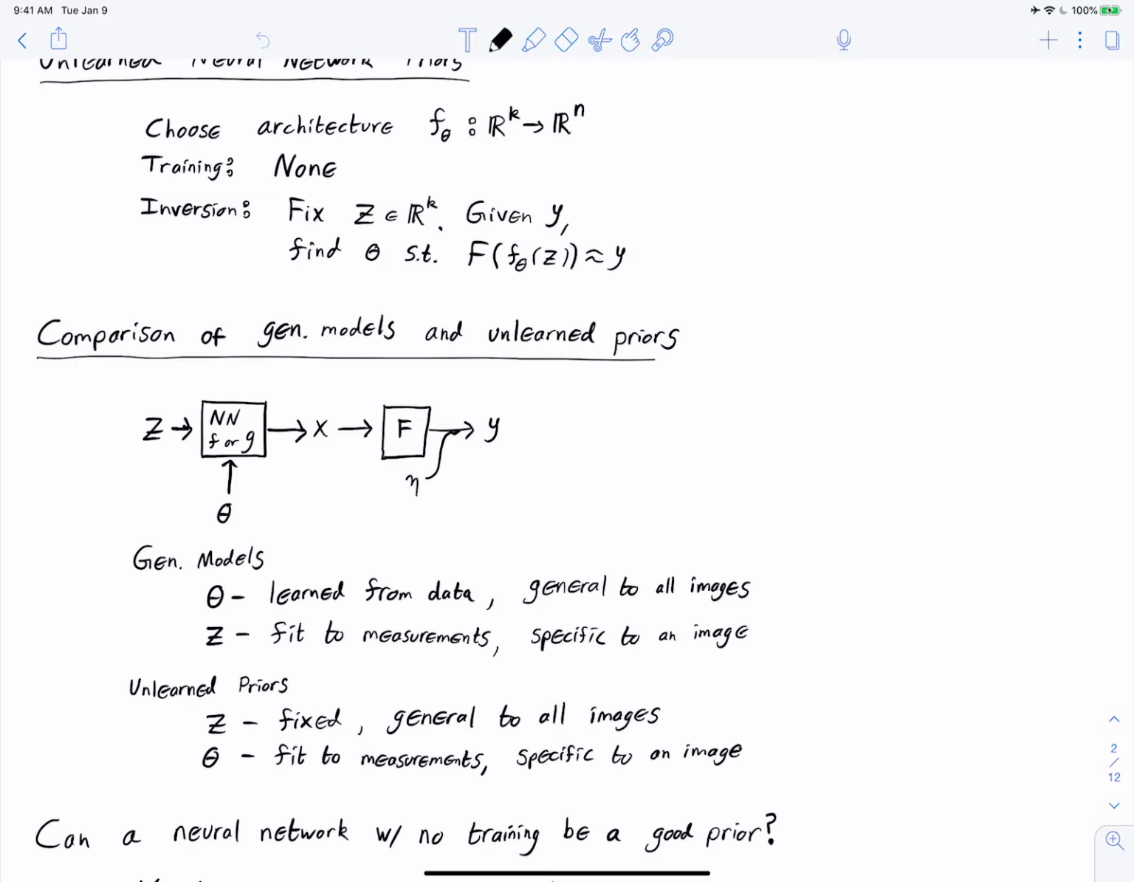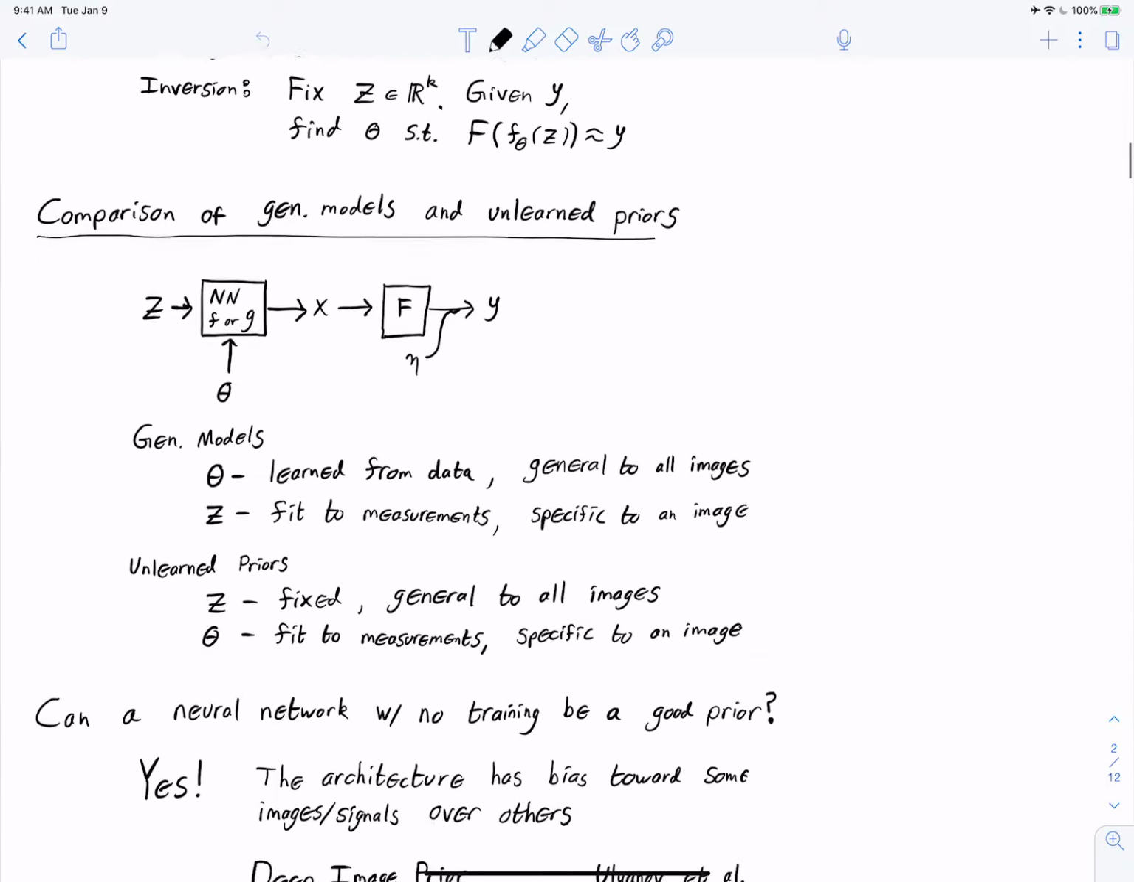So in the generative model case, theta is learned from data, and it is general to all images. Then the z is fit to a particular measurement, and it's specific to a single image. Now with unlearned priors, it's basically the opposite. Here z is fixed and it's general to all images, and theta is fit to measurements for a specific image.